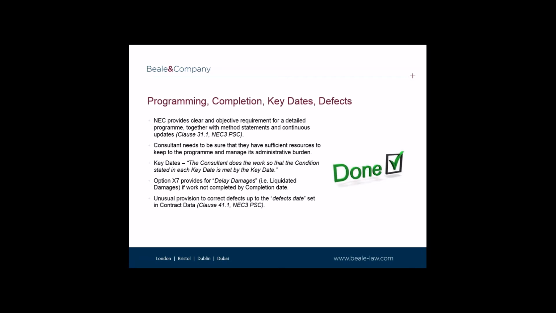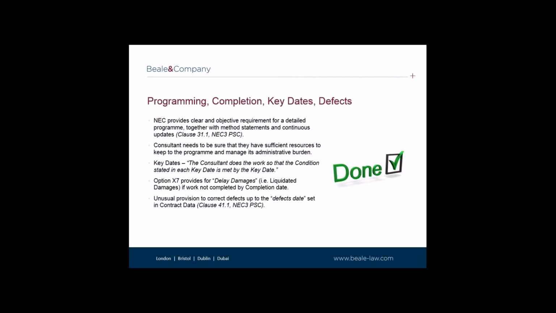The next section of the webinar looks at the main provisions in the PSC that deal with programming, completion, key dates, and defects. As Will mentioned earlier, the PSC is designed to promote active project management by the parties. We have discussed the risk management tools in the PSC already. In this regard, the PSC imposes obligations on the consultant to actively and continuously manage and update the programme.